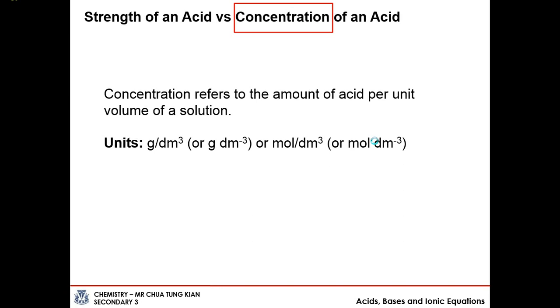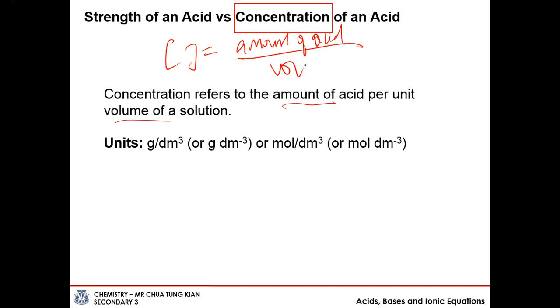So now let's move on to concentration of an acid. So versus strength, what is the difference? Concentration is simply the amount of acid per unit volume. So I can have a concentrated weak acid and I can have a dilute strong acid.